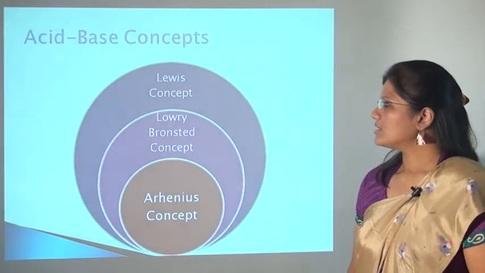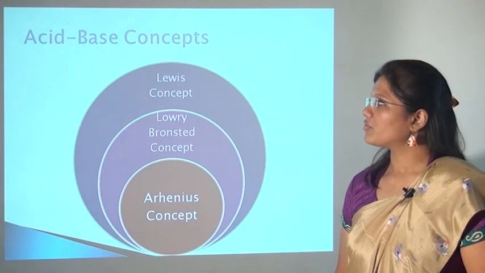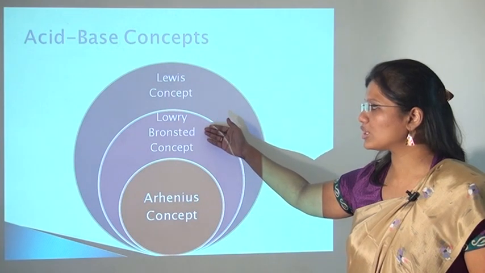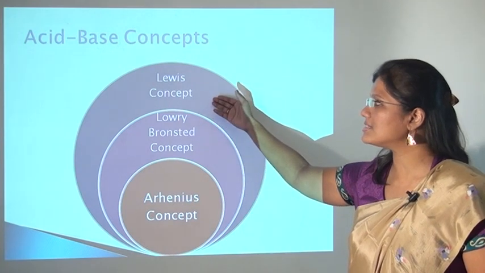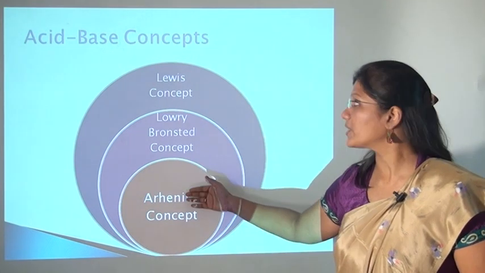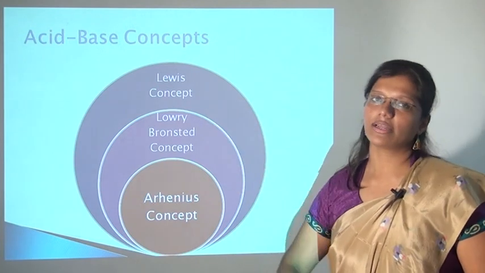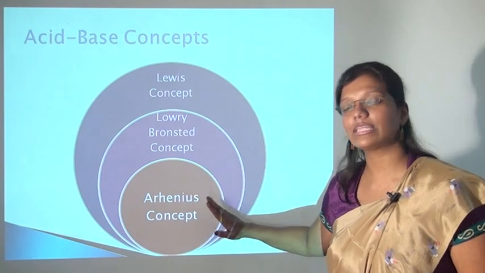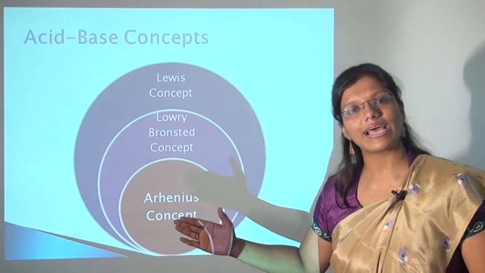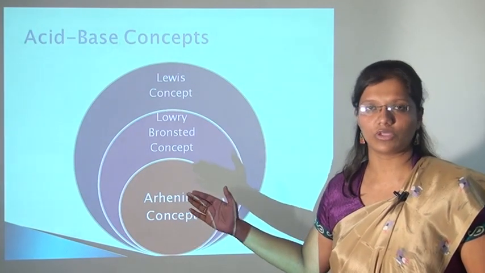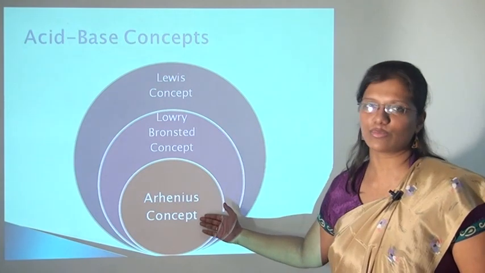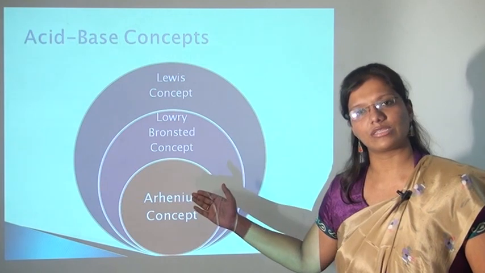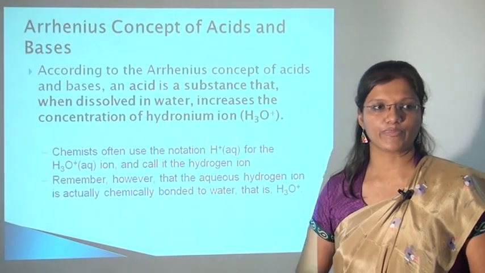We are going to learn three basic concepts of acid and base. First is the Arrhenius concept, second is the Lowry-Bronsted concept, and third is the Lewis concept. These three concepts were given by different scientists, who explained in their own ways what acids and bases are.